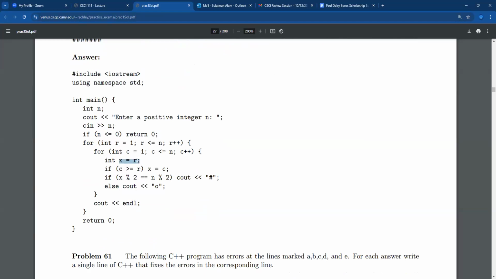So x equals r, sure. If c is greater than or equal to r, x equals c. If x mod 2 is equal to n mod 2, c out, else c out. So once again, who asked this question? I believe it was Warda. Sorry to pronounce your name wrong, but is she still here? Are you still here? There you are. Yes, thank you. This is the answer.